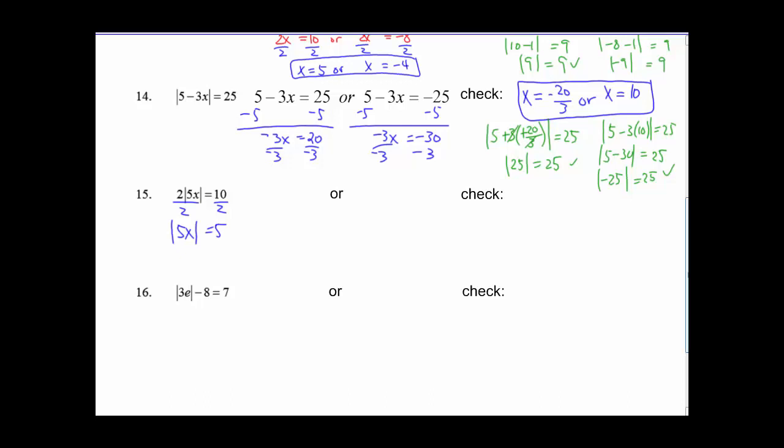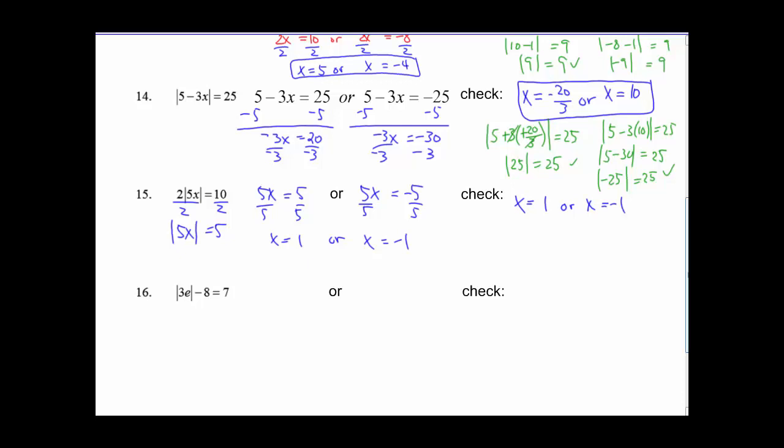Okay. Now, we can write our 2 equations, so we should have 5x equals 5, or 5x should equal negative 5. By solving, we're going to divide by 5, x should be equal to 1, or if we divide by 5 again, x should be equal to negative 1.